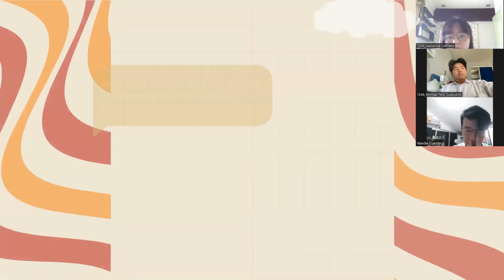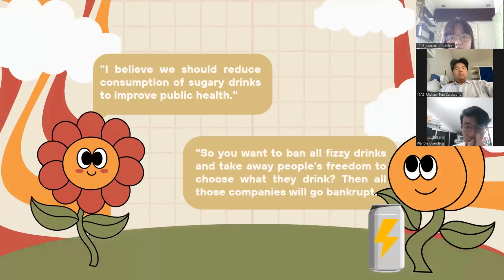The last example has an original argument from person A. I believe we should reduce consumption of sugary drinks to improve public health. And person B states with a strawman fallacy. So you want to ban all fizzy drinks and take away people's freedom to choose what they drink? Then all those companies will go bankrupt. From all these examples, we can simplify that person B misrepresents person A's argument by exaggerating it.